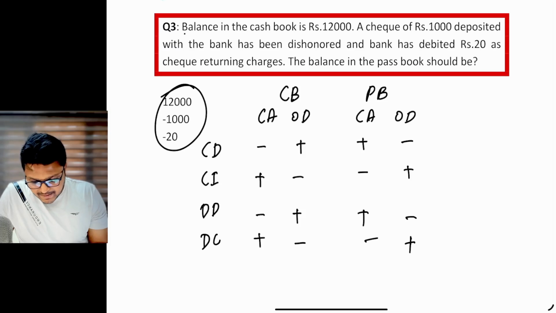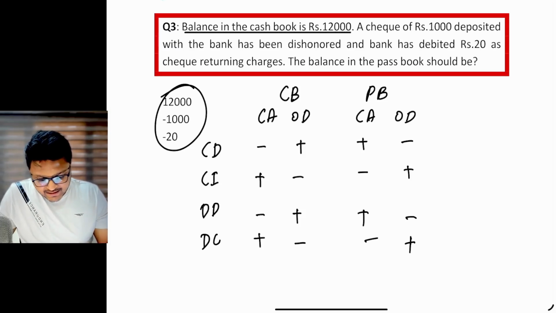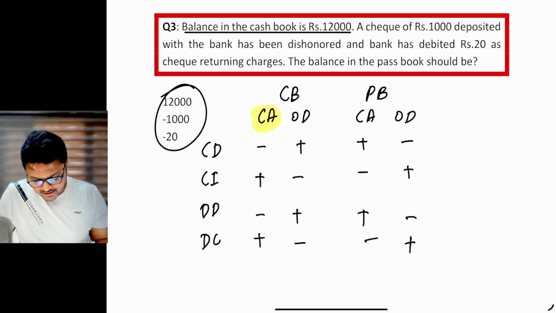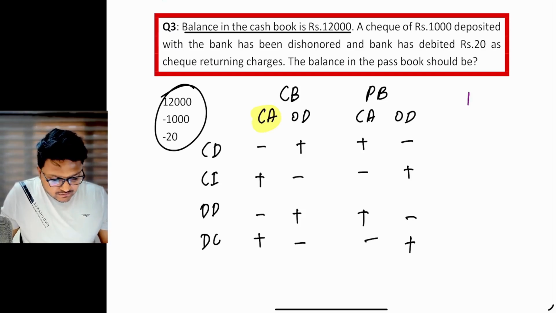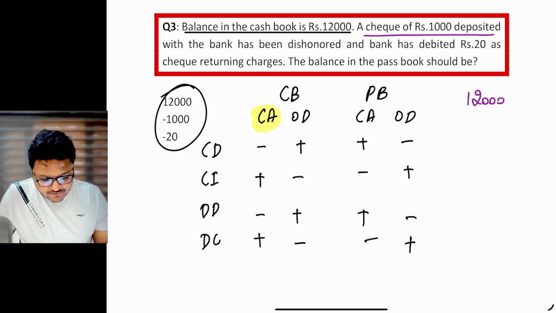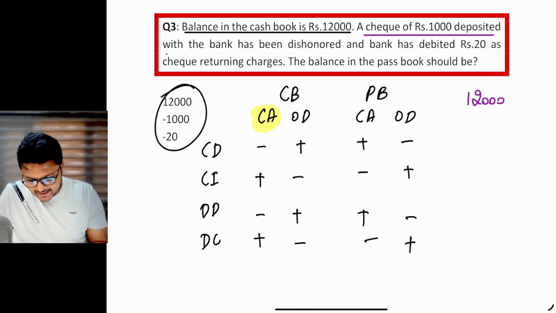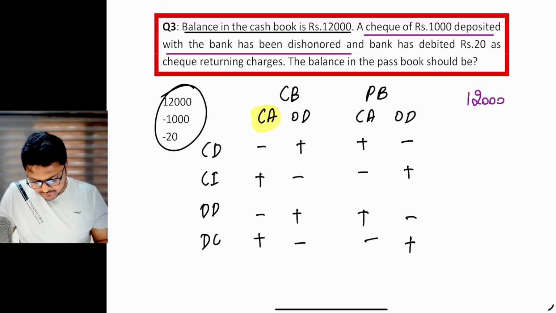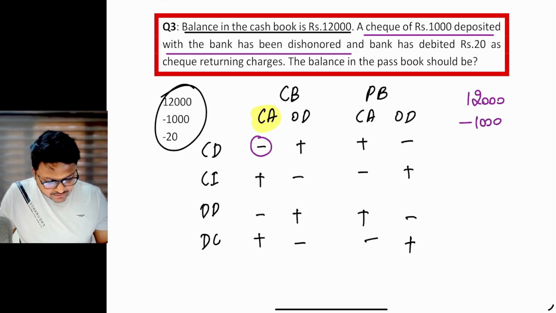So we are having the balance in the cash book. So the cash book balance is given and they have not told that this is a current account or overdraft. So we'll be considering it the case of the current account, right? So the balance is given to be 12,000. This is the cash book balance we are provided with. A check of rupees 1,000 deposited with the bank has been dishonored, right? So check deposited but dishonored. Check deposited means the first case, it is a minus sign. So minus 1,000, right?